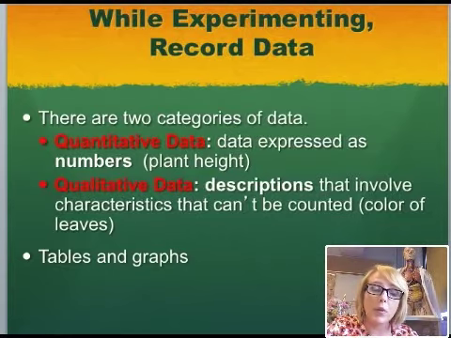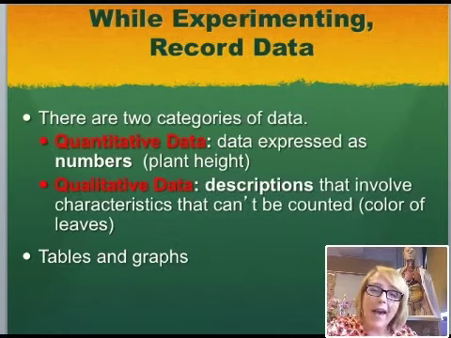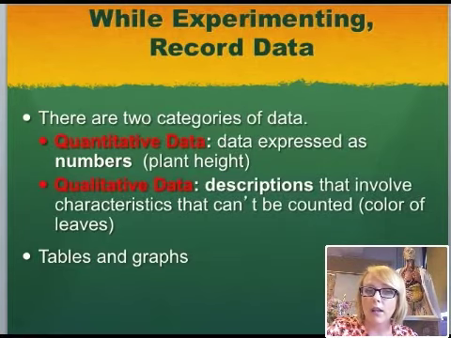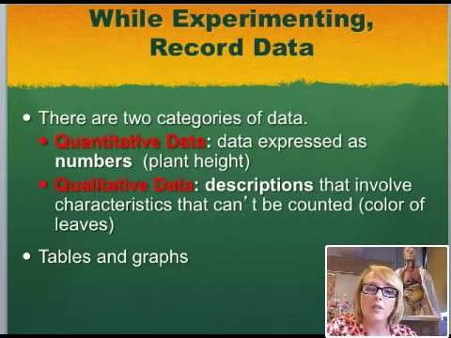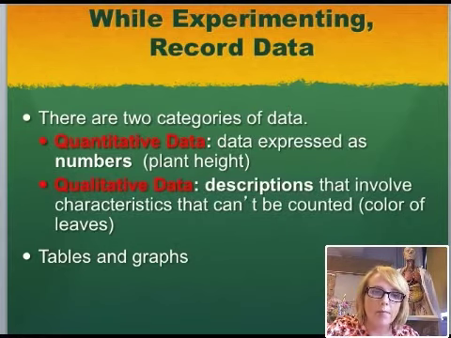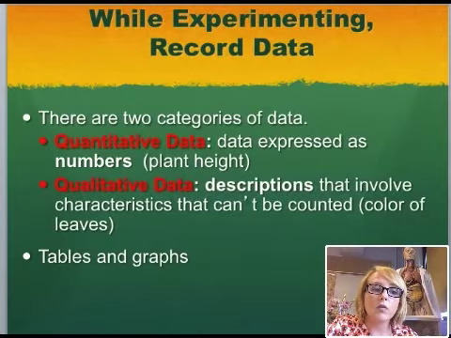This can be things like plant height, temperature, volume, mass, things that are expressed in numbers. The second type of data is qualitative data. It describes the quality of something. It describes the characteristics of something. So this could be the color of leaves of a plant. It could be how you're feeling, things like that. So you should know the difference between quantitative and qualitative data. Tables and graphs will be a large part of the data that we collect in this class.